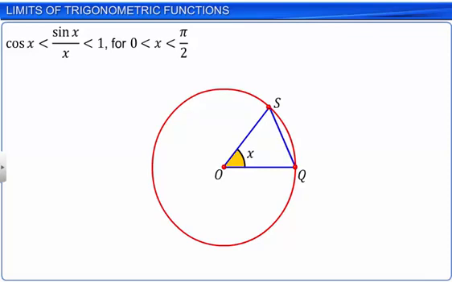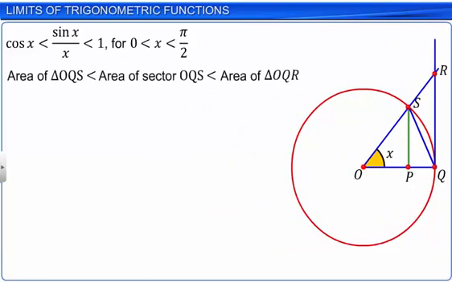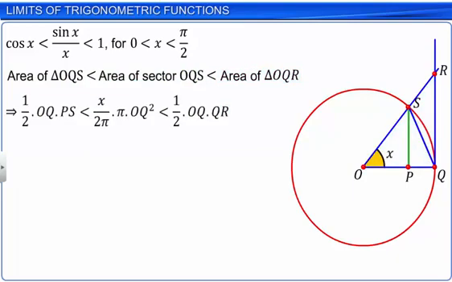Now, we will draw a perpendicular from point S onto line OQ. The meeting point is P. Next, we draw a line from Q and perpendicular to line OQ. Extend line OS to meet this perpendicular line at R. We will get a relation from the figure, which is shown here. Here, all the quantities are real numbers.